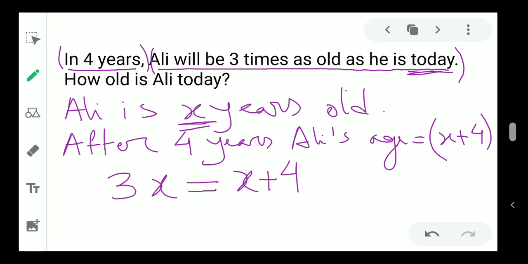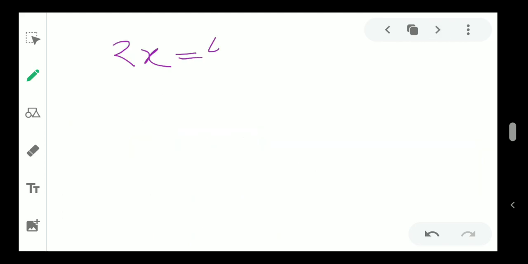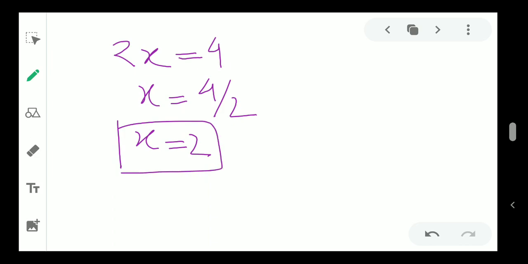So you can see that actually there are two conditions but hidden. Okay, so that means my x plus 4 equals 3x, and this is the equation, and then I have to just solve it. So if you move the x to this side, 3x minus x, that is 2x, is equal to 4. x is 4 by 2, so x equals 2. So his present age is 2.